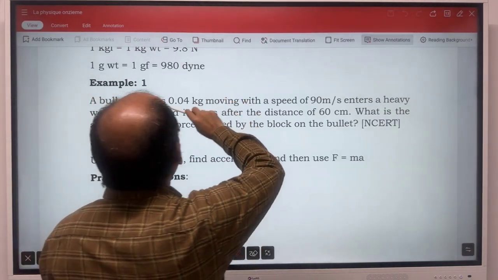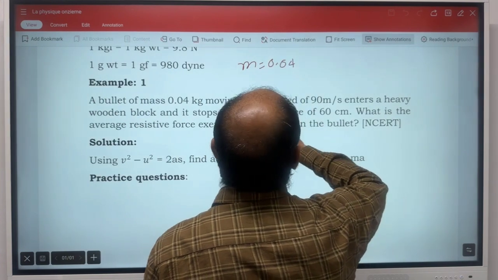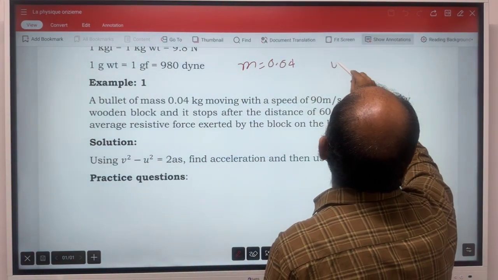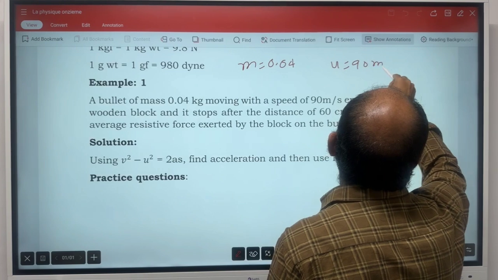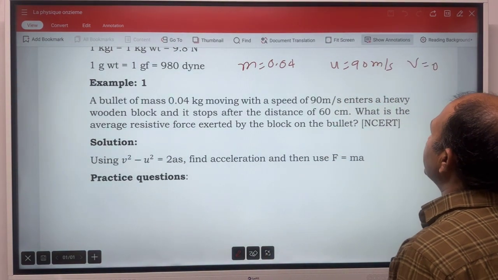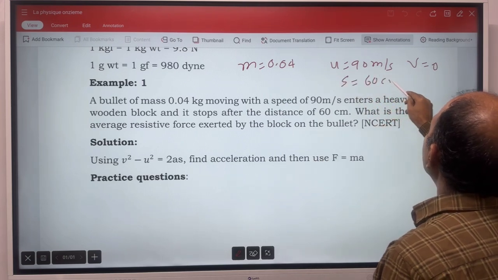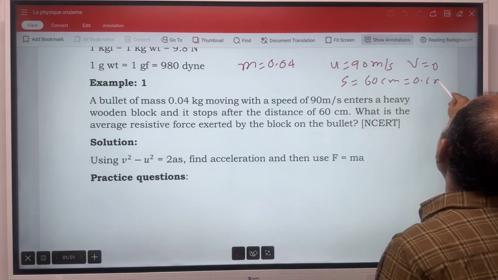Here you are given M is equal to 0.04 kg and U is given as 90 meter per second, and V is given as 0 because the body comes to rest. And distance S is given as 60 centimeter, which is equal to 0.6 meter.